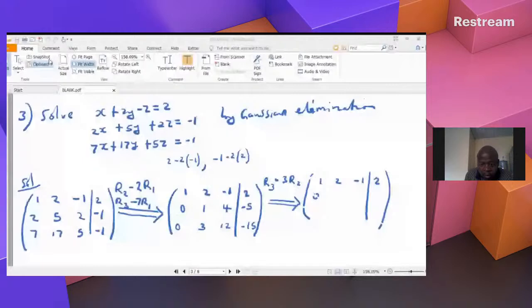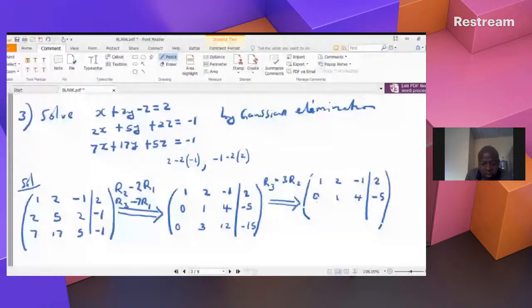Now, saying that row 2 remains where it is, I have a 0 there, a 1, a 4, and negative 5. I use this row 2 to get the new row 3 by subtracting 3 multiplied by row 2 from row 3. So of course this will be 0. Then 3 minus 3 multiplied by 1 will be 0. 3 multiplied by 4 will be 12, and 12 minus 12 will be 0.